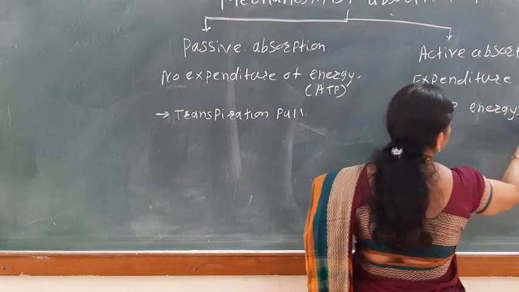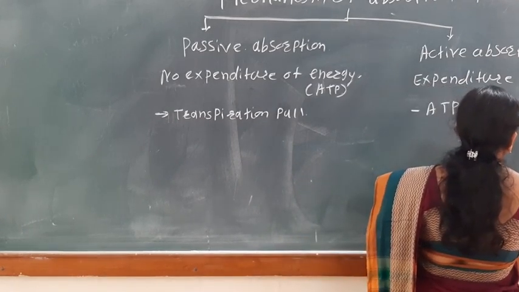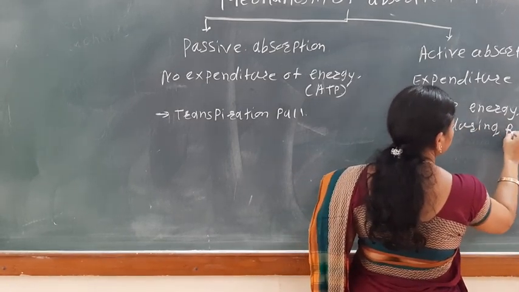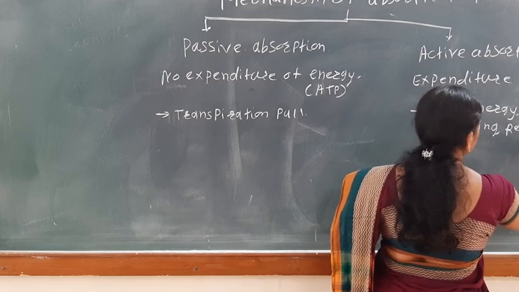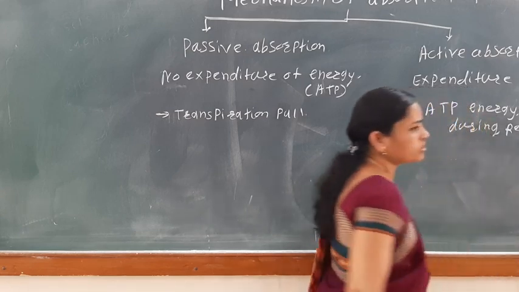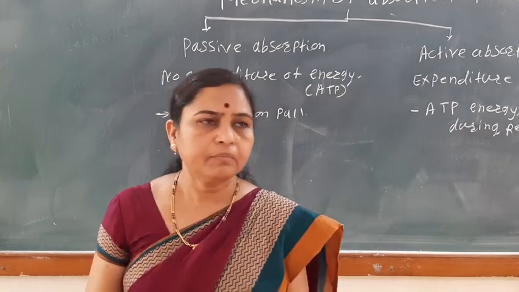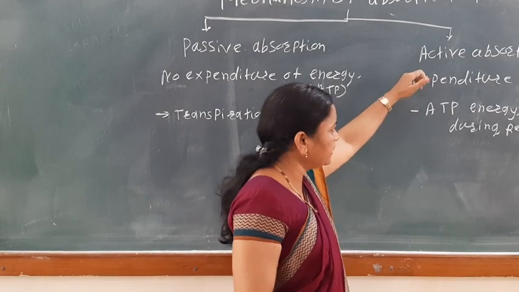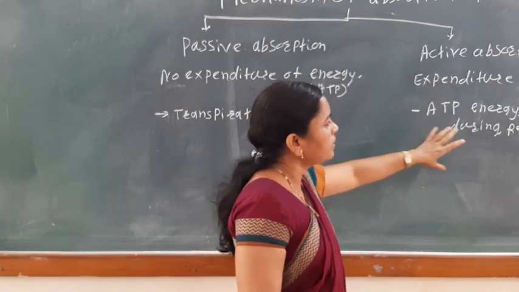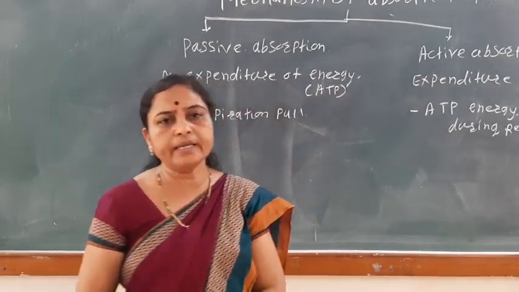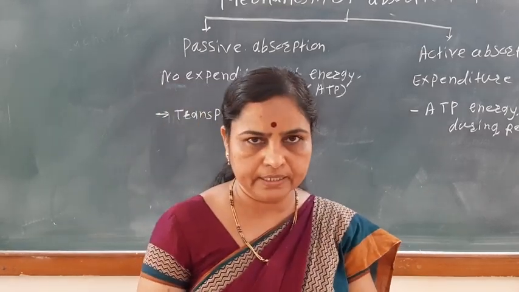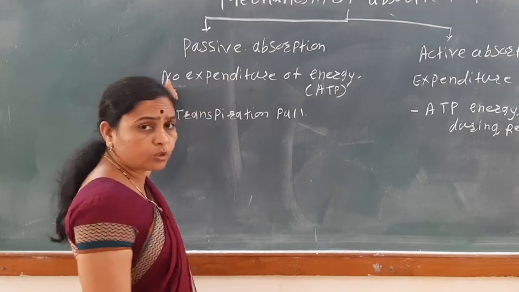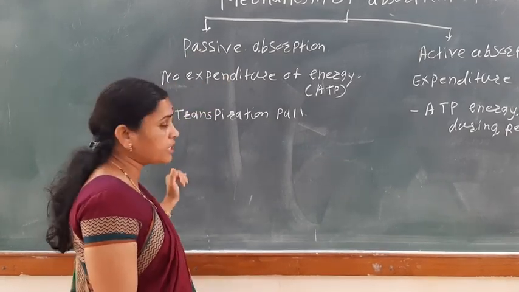which is produced during respiration. म्हणजे जनरली ऍक्टिव्ह ऍब्सॉर्प्शन मध्ये एटीपी एनर्जी वापरली जाते आणि ती एटीपी एनर्जी कुठून येते तर जनरली रेस्पिरेशन प्रोसेस मधून येणारी एटीपी एनर्जी ही इथे यूज केली जाते. So in passive absorption there is no expenditure of energy, there is the transpiration pull.